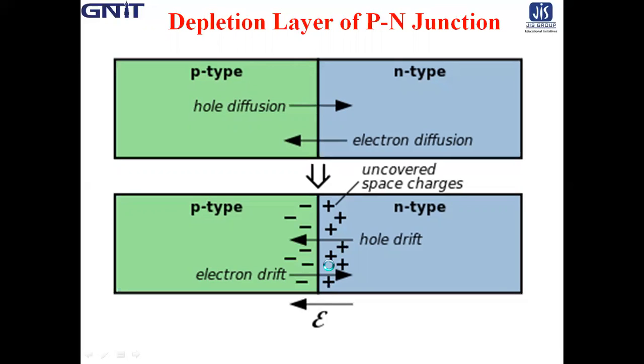A drift motion of mobile carriers due to built-in field produces a drift current which basically counterbalances the diffusion current in equilibrium state. I will show you the direction of drift and diffusion current and how they are counterbalanced. So before showing this, I want to show you the energy band diagram.